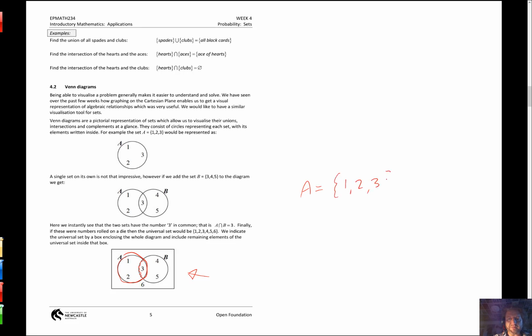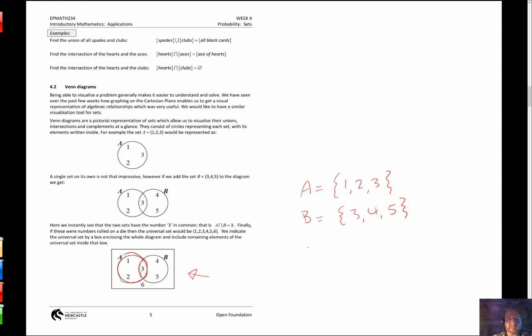There's the first big mistake people make. They say A is 1 and 2. No, 3 is in there. Just because 3 is a member of B doesn't mean it can't also be a member of A. What's in the A circle? 1, 2, 3. By the same logic, what's in the B circle? 3, 4, 5.